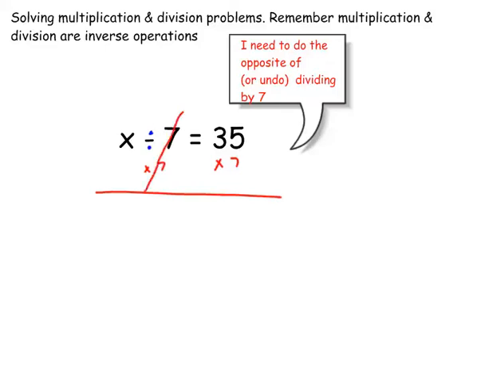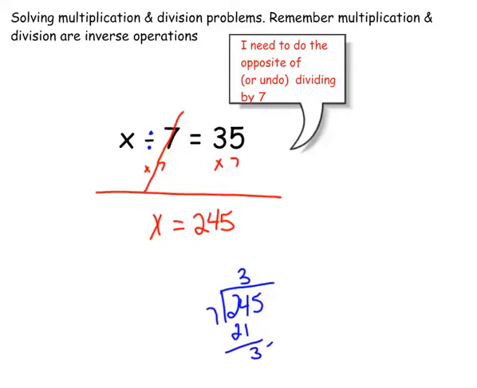A divide by 7 and a multiply by 7, that's going to cancel out. So all I'm left with is x equals, and then I need to do this, 245. All right, I'm going to plug it in, make sure I'm right. So 245 divided by 7, and that goes in 5 times. So I'm correct.